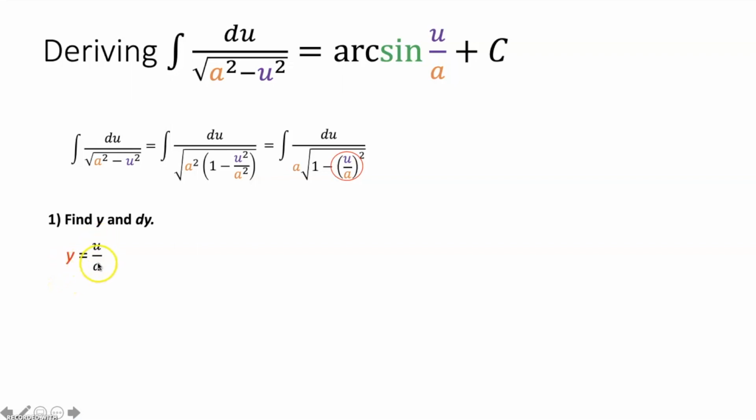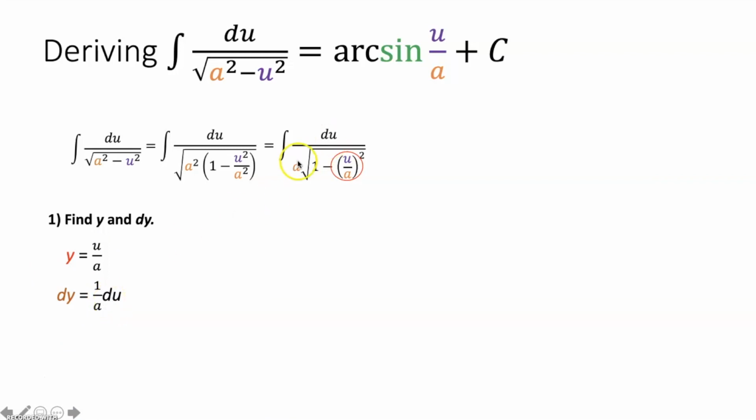The derivative of u over a, remember u is a function in terms of x, a is just a constant. So technically I can take 1 over a, move it out front, and just take the derivative of u with respect to u, which is just going to be 1. Multiply both sides by du, I get dy is equal to 1 over a du. Now, again, how does that help us?